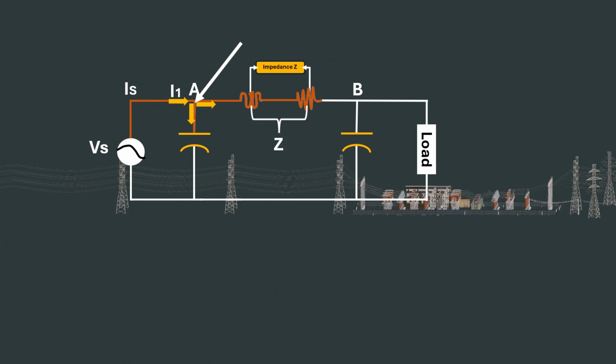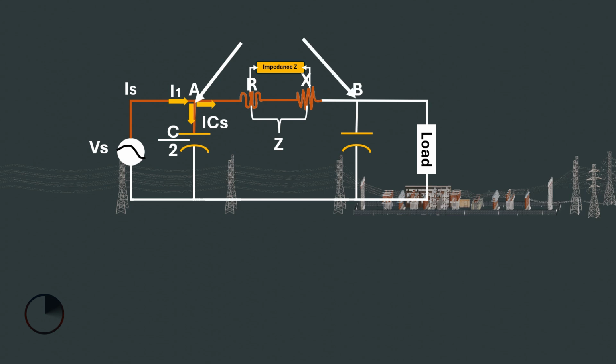At the capacitance here, the current flowing is denoted ICS, while the capacitance value will be half of the total capacitance, C over 2. Now the resistance of the impedance will be denoted as R, and the inductive reactance denoted as XL.